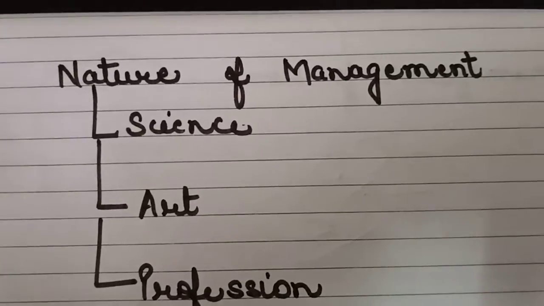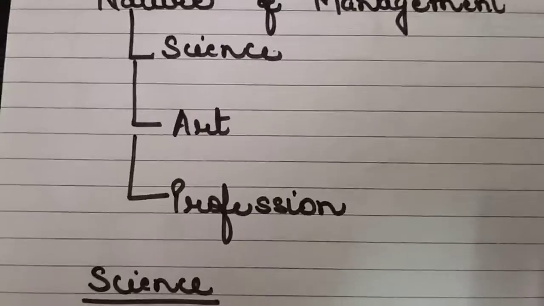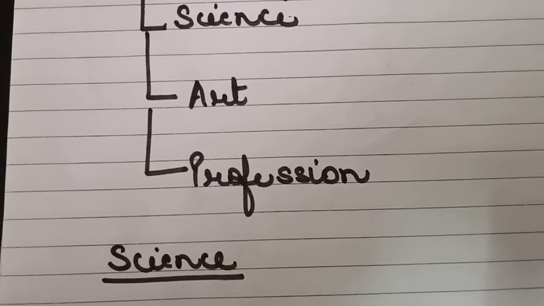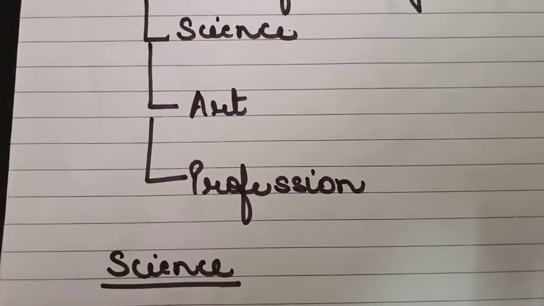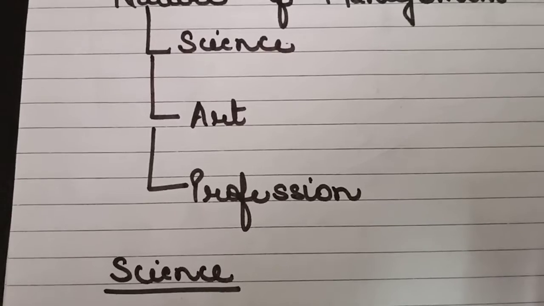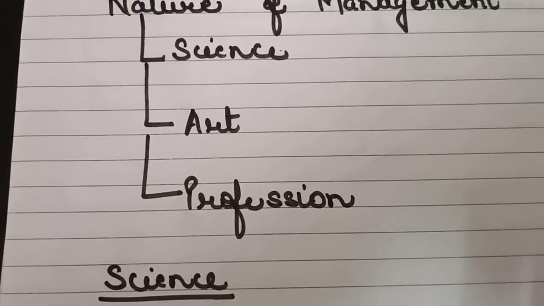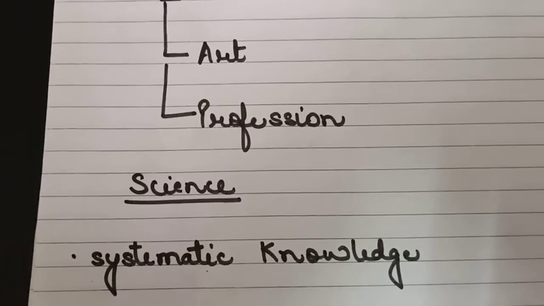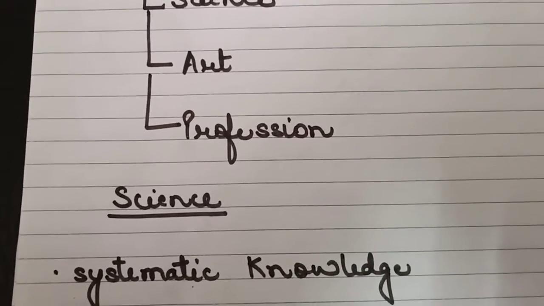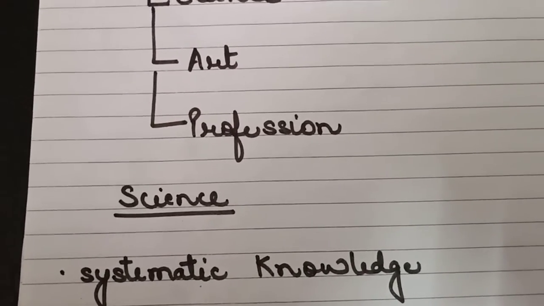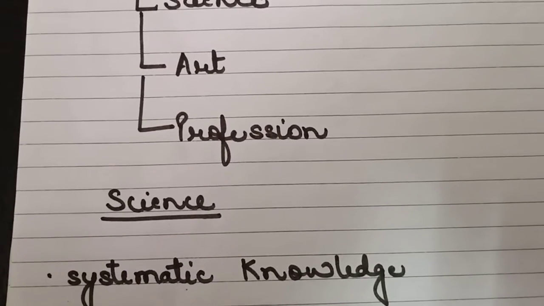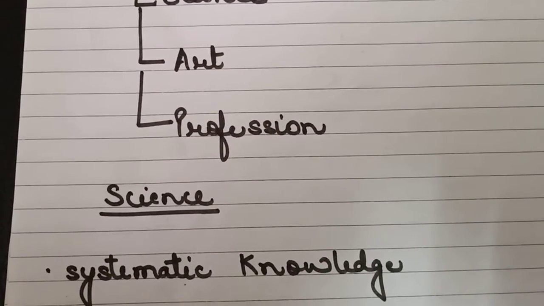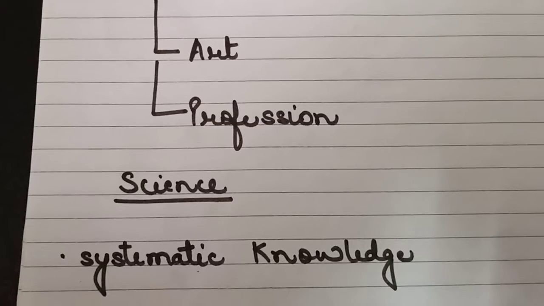So let us start with the first nature of management, which is science. How can we identify in the case study whether management is behaving as science, art, or profession? So we begin with science first. And the first feature, the first keyword which will help you in identifying that management in this case study is behaving as science is a systematic body of knowledge.